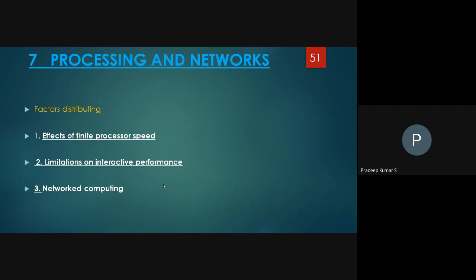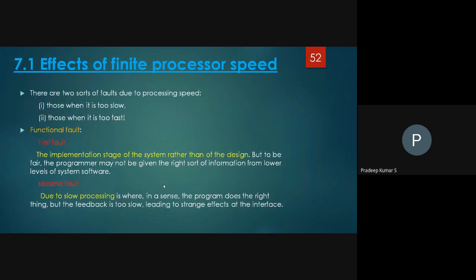Now I'm going to tell the effects of finite processor speed. Here I told you the process doesn't go slow and the process doesn't go fast. We have to maintain the speed in a clear and correct way. That is two sorts of fault. Totally, now I am going to tell the three faults that occur.